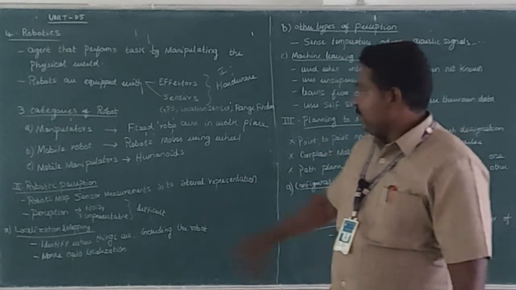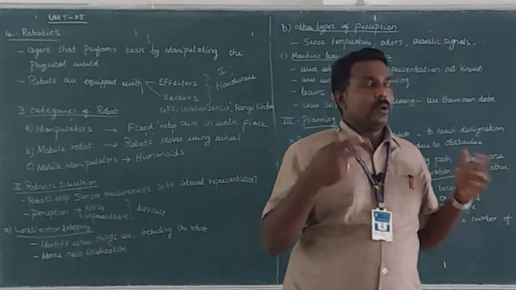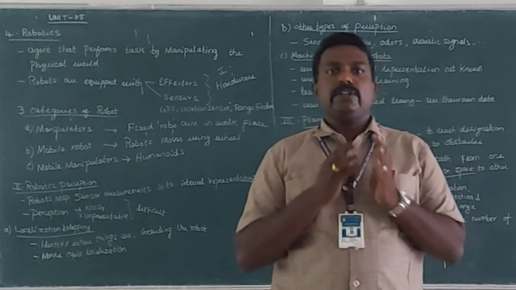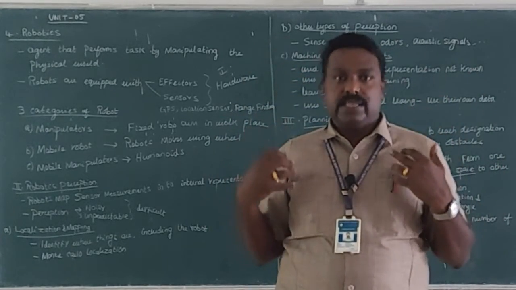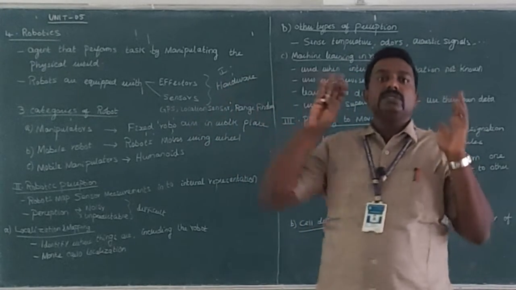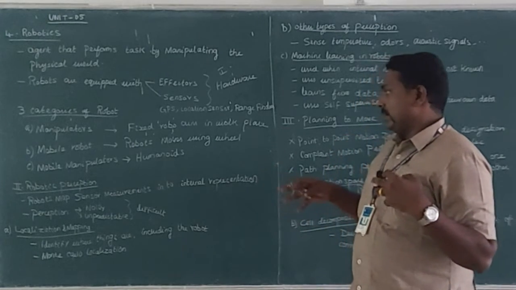So, next we will see what is robotic perception. How does a robot get the input? Perception is nothing but input. If you take a robot, how does it get the information from the sensors? I have already covered it here. It uses sensors to get the information from the environment, right?